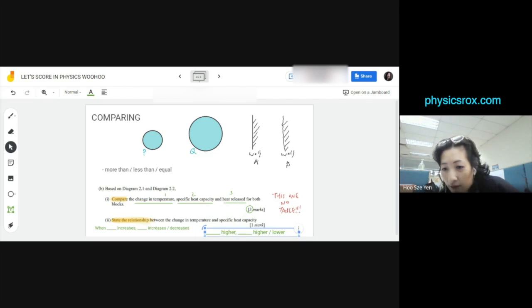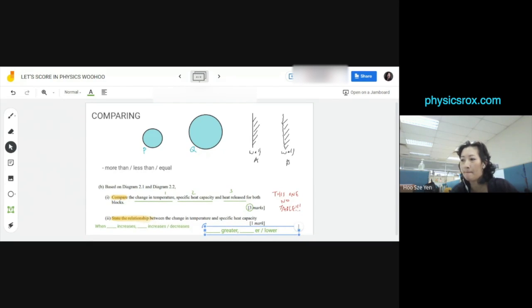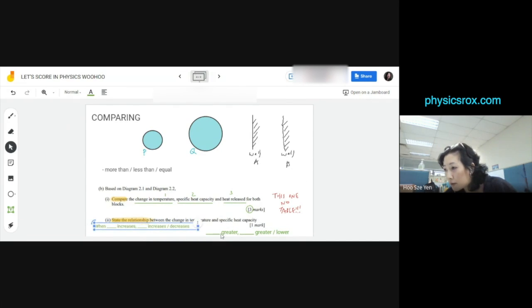And so, when to use directly? Yes, when there's a graph. Correct. By the way, I don't want you to use the word higher. Can you please use the word greater? Let me put this one after the other. Can squeeze or not? Can fit. So we put here.